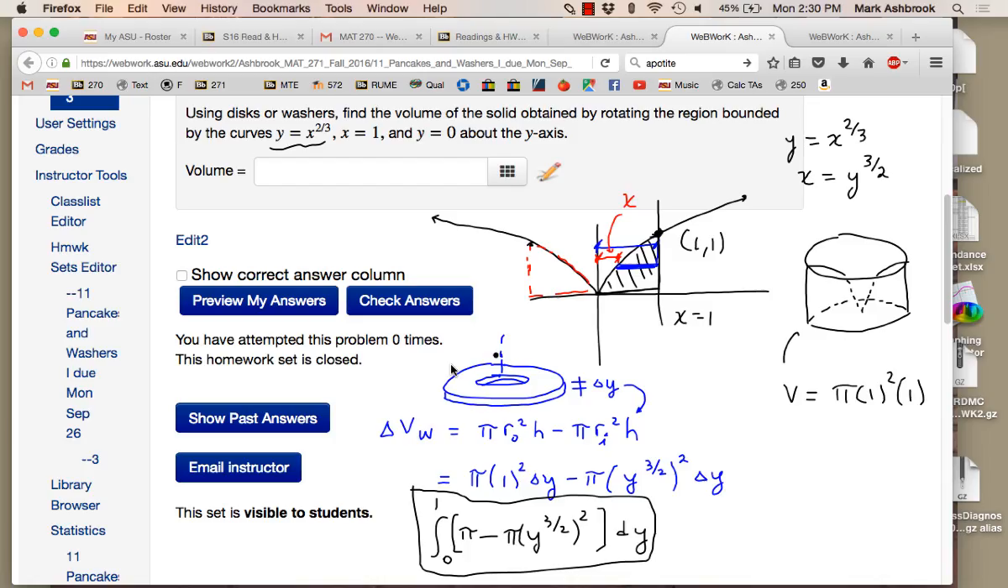It's just nice to practice setting up washers because sometimes you actually have to have washers. So it's good practice to set that up. But your approach is perfectly legit. Other questions on this one? Okay, so we're ready to move on.